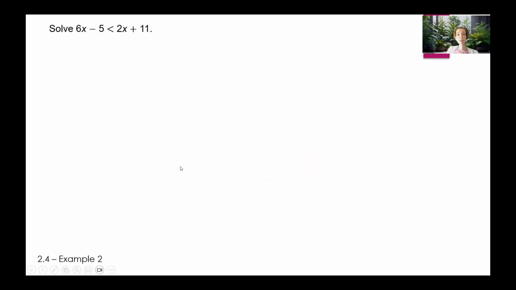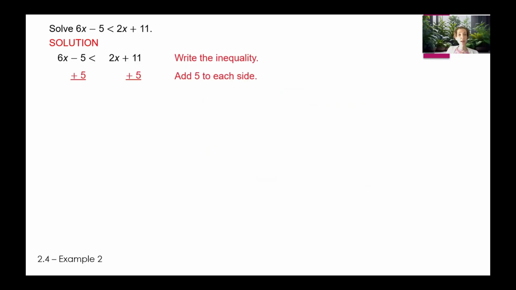All right, let's solve this one. So I have x's on both sides. So I need to make sure I have the x's all on one side and the numbers without variables on one side, right? I'm going to add 5 to both sides. And then we're going to subtract 2x from both sides.